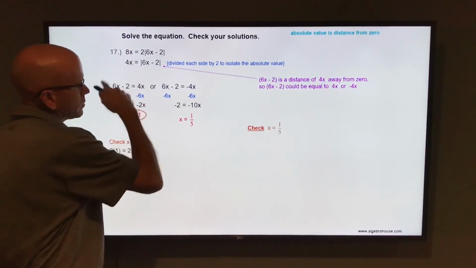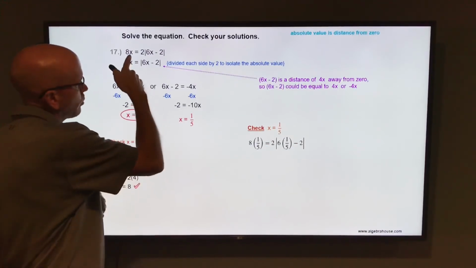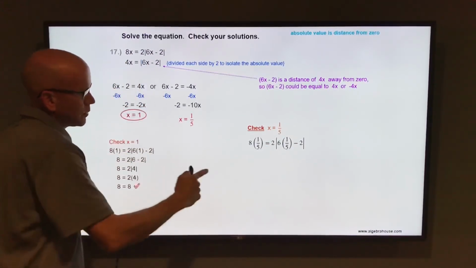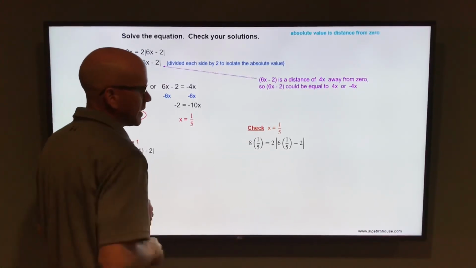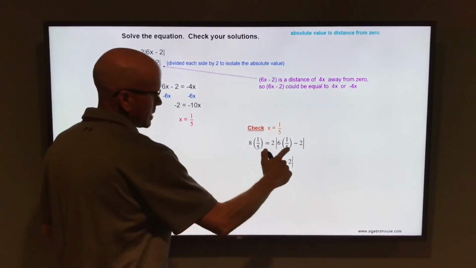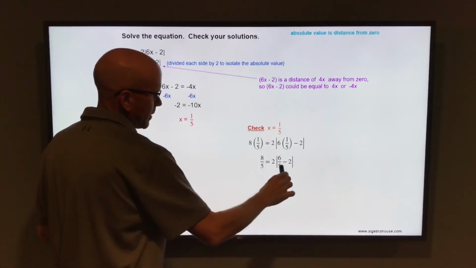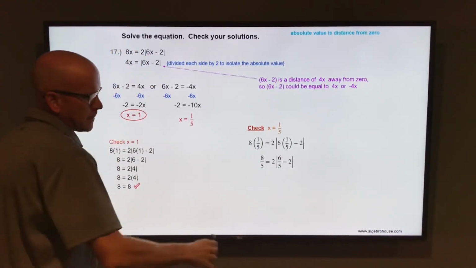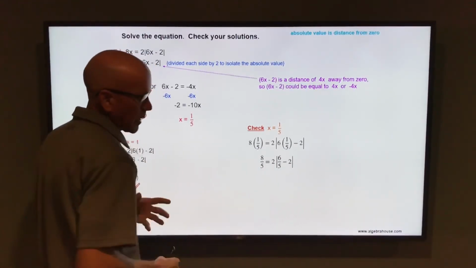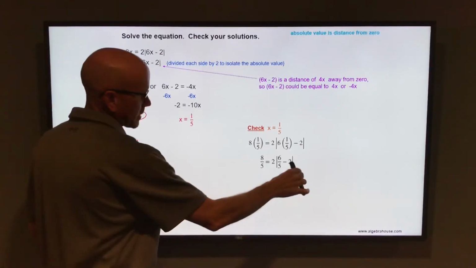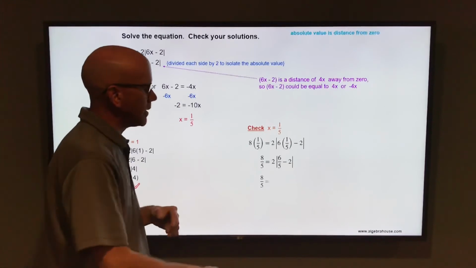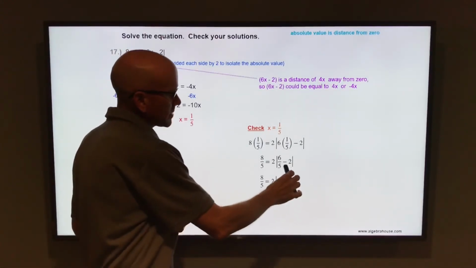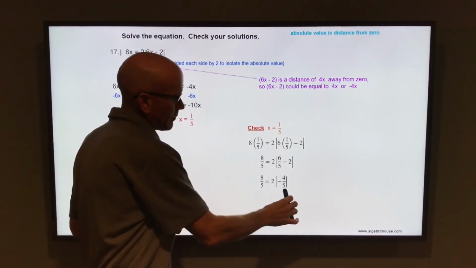Go back to the original equation, replace the x with 1/5. Every x in that original equation, replace it with the 1/5. We have 8 times 1/5 on the left side, that would be 8/5. Inside the absolute value sign, 6 times 1/5 is 6/5. We're going to subtract 6/5 minus 2. I would get a common denominator. I'd change that negative 2 to have a denominator of 5, making that negative 10 over 5. So 6/5 minus 10/5, that would be negative 4/5.